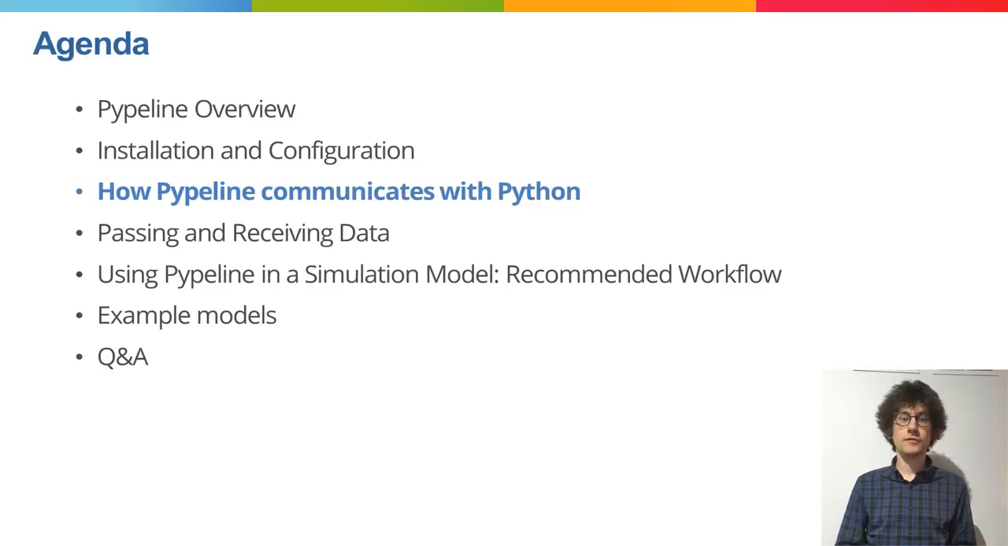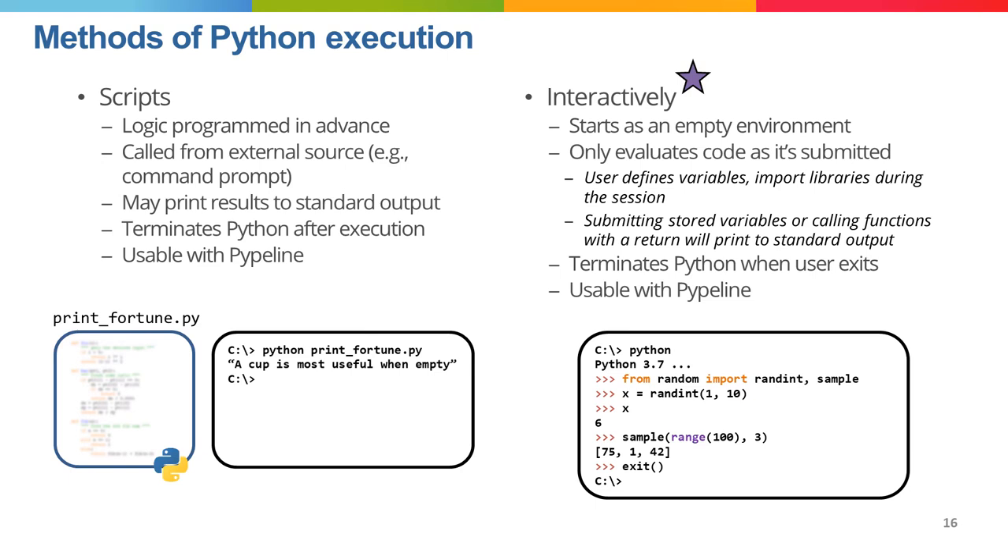All right, now that I've gone through the installation and configuration process, let me take a step back and talk about how Pypeline communicates with Python. In general, you can execute Python code via a script or interactively. Now, when I say running via script, what I'm referring to is the traditional way of executing code, where the entirety of your logic is contained within a file, which you later call from some external source, like the command line. Once you call a script, it might return some output, which it'll print to the standard output. Afterwards, the script finishes running, and the Python session is terminated.